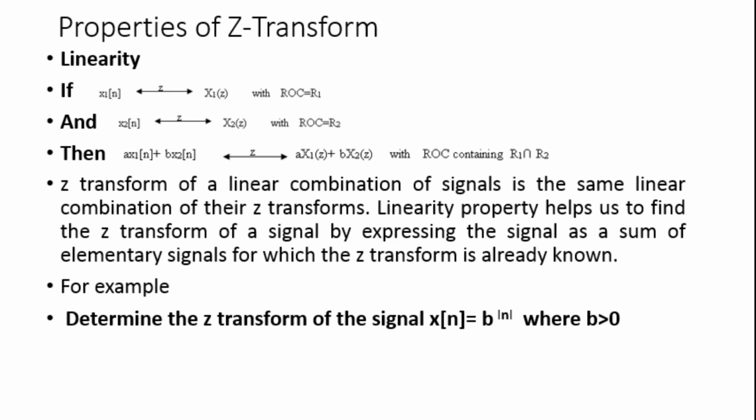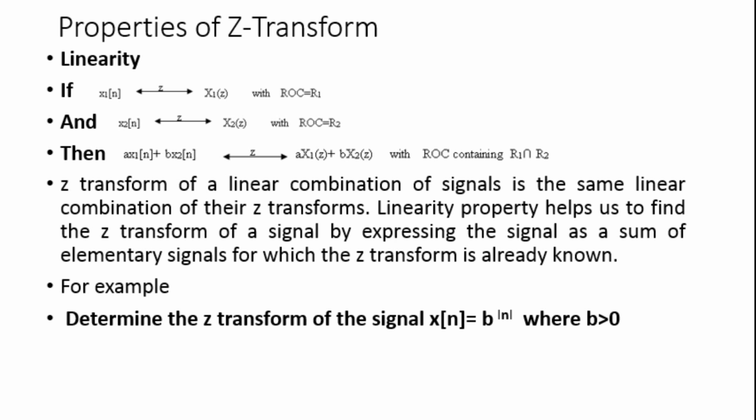we get X1 of z with ROC equal to R1, and if we take Z transform of x2 of n, we get X2 of z with ROC equal to R2. Then if we take Z transform of a x1 of n plus b x2 of n, we get a X1 of z plus b X2 of z with ROC containing R1 intersection R2.